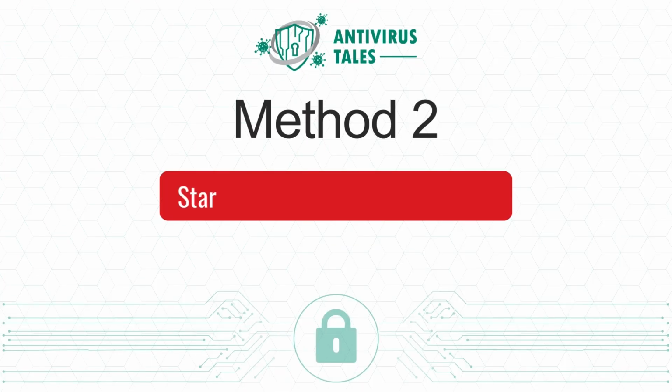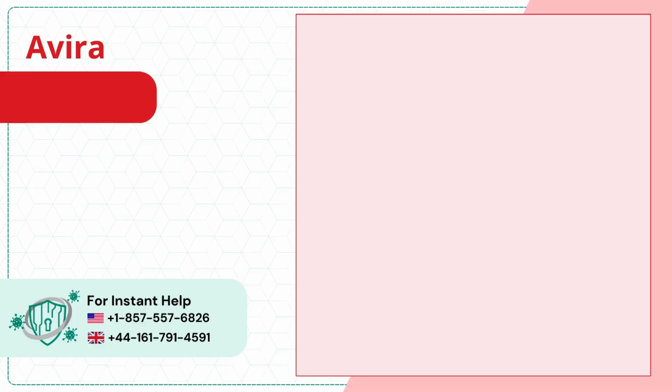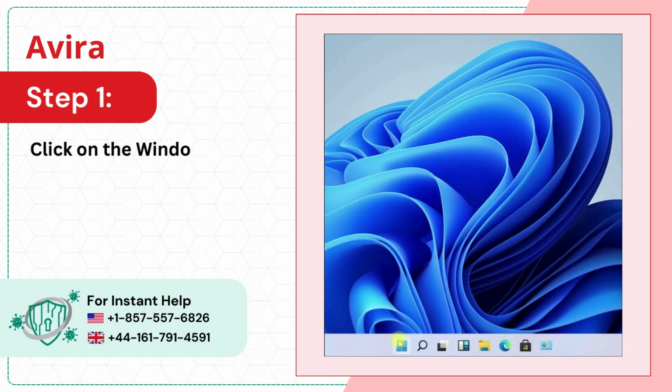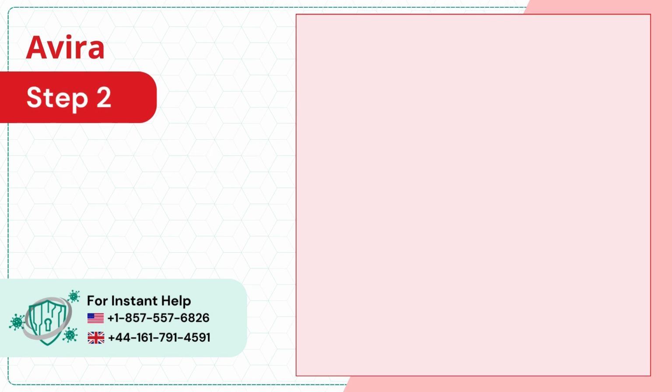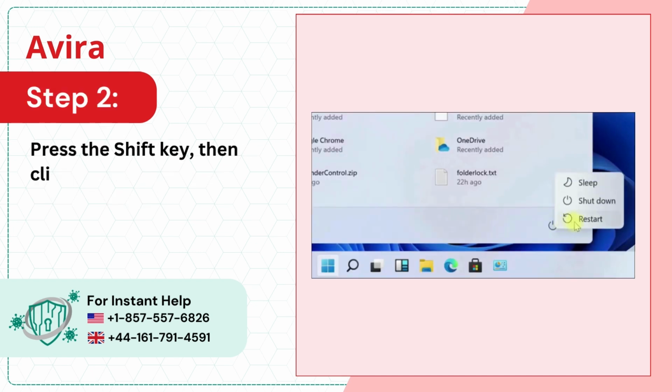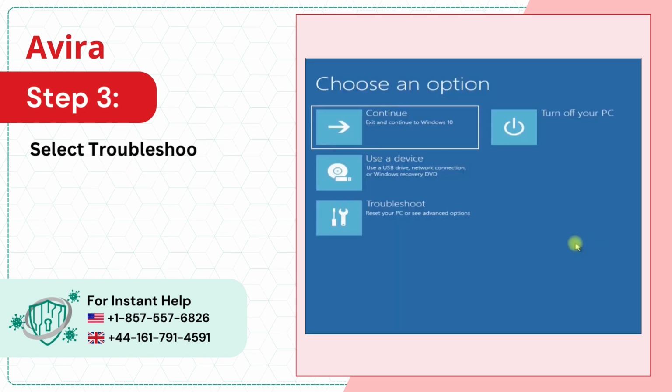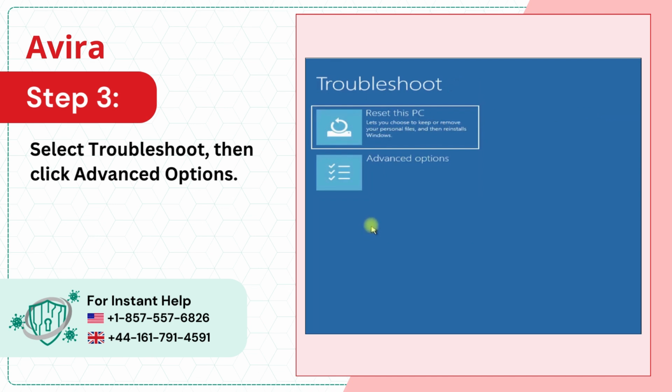Method 2. Start your computer in safe mode. Step 1. Click on the Windows Start button and click on the Power button. Step 2. Press the Shift key then click on Restart. Step 3. Select Troubleshoot then click Advanced Options.